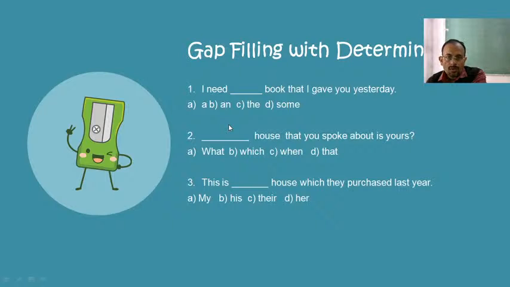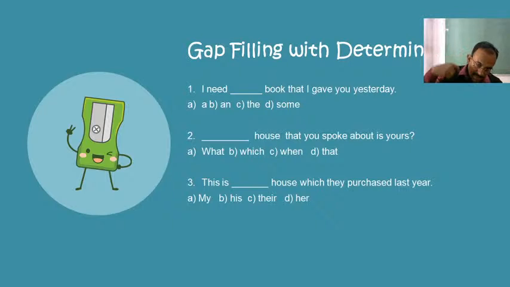And one thing I hope all of you have noticed, after every determiner there is a noun. See here, I need the book, the is followed by book. Which house that you spoke about is yours, which is followed by house, a noun, and this is their house, their is followed by house. So every determiner is followed by a noun.